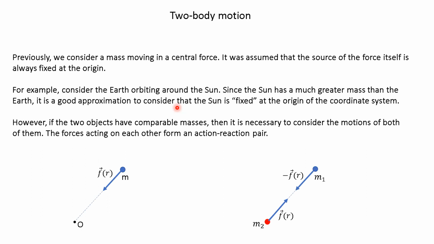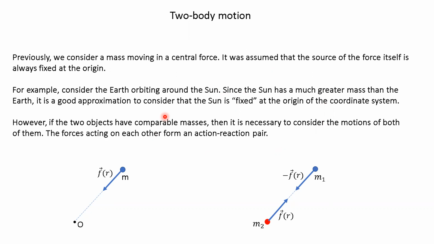Because in the example of the Sun and Earth system, the Sun is much more massive than the Earth, we can make an approximation saying that the Sun is fixed at one point, and it's just that the Earth is orbiting around it. That's the approximation we have been making.